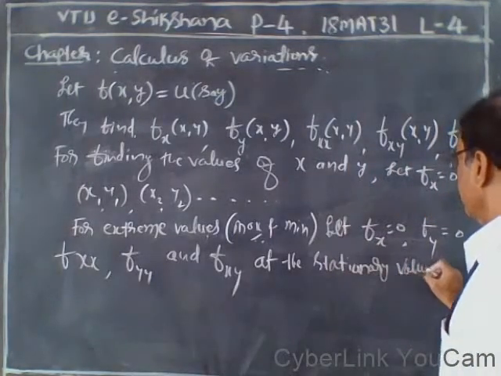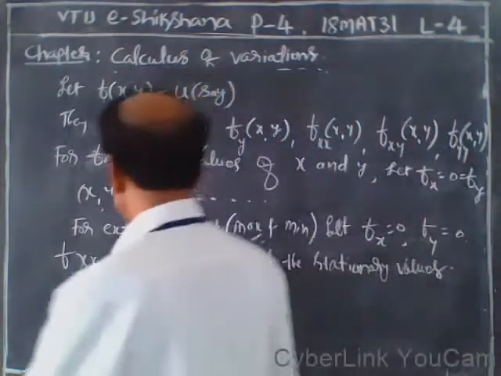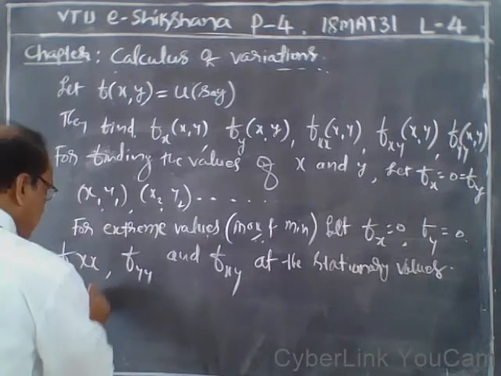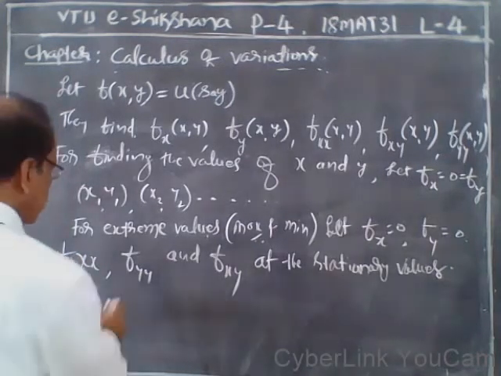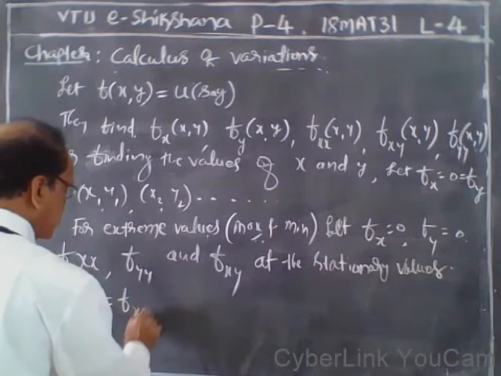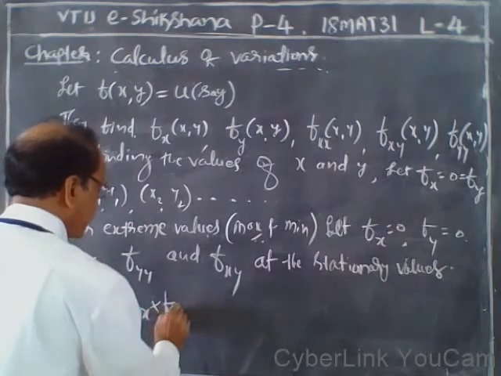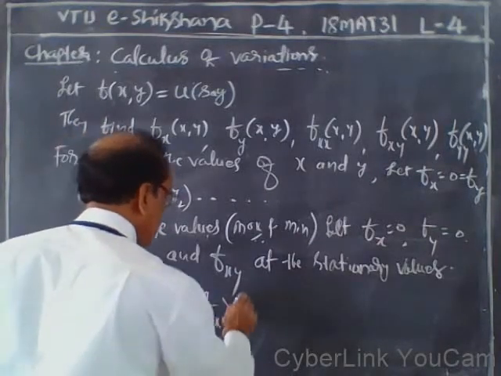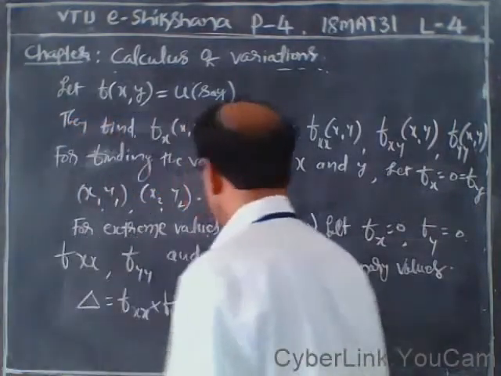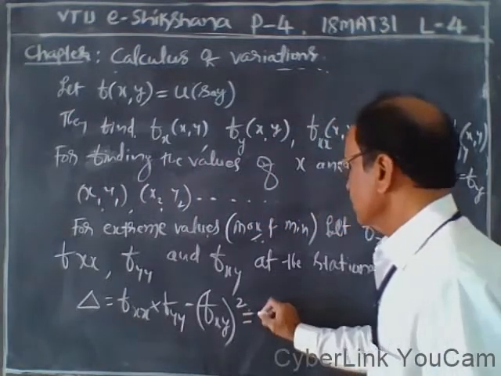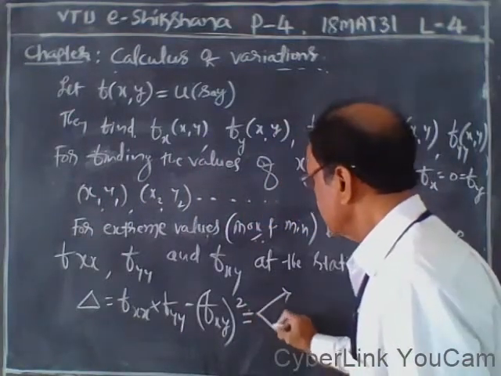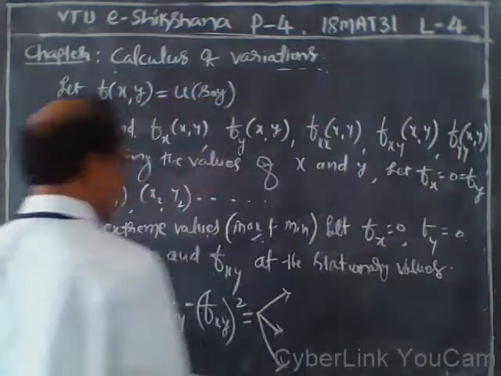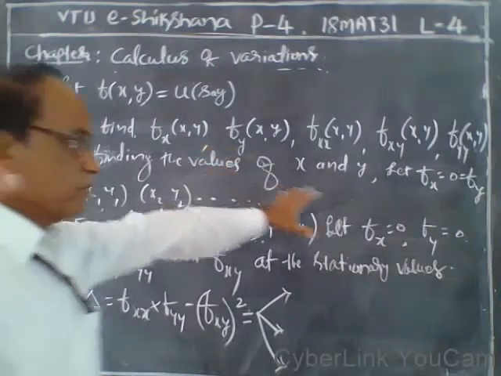Stationary values you have to calculate. Then afterwards, what you have to take is what we call the discriminant, that is equal to fxx into fyy minus fxy whole square. So this will be in three different forms. This must be greater than 0, irrespective of maximum and minimum.